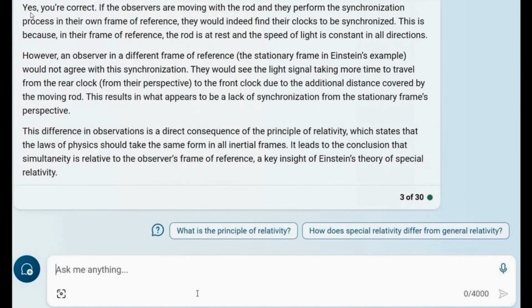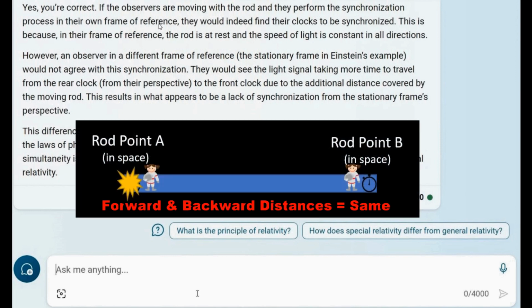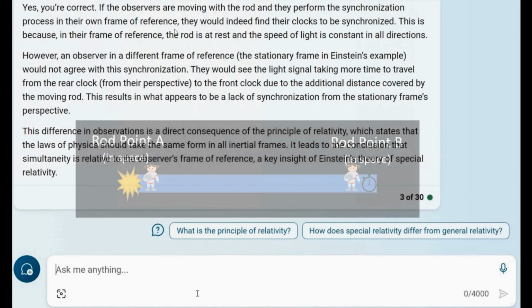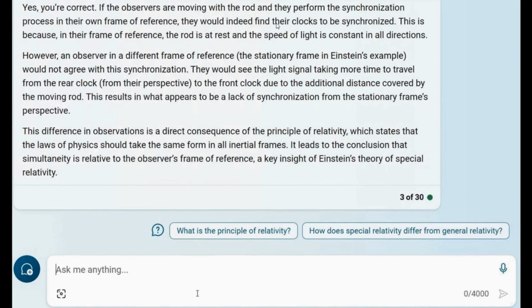Okay, good. So now the AI has figured it out itself. It says, yes, you're correct. If the observers are moving with the rod and they perform the synchronization process in their own frame of reference, in other words, the light source was within the moving frame, they would indeed find their clocks to be synchronized.